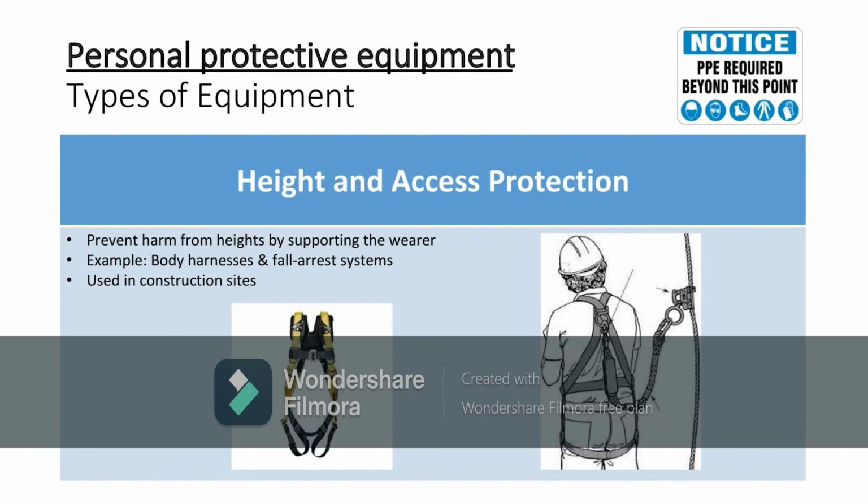The last type is high access protection. It prevents harm from heights by supporting the wearer. It is commonly seen in construction sites.